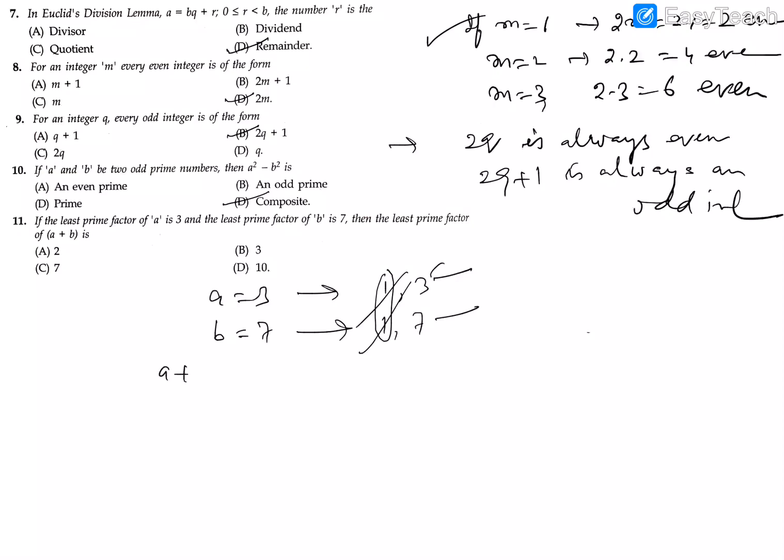Now a plus b, that is 3 plus 7, which is 10, and its prime factors are 2 and 5. So least prime factor is 2. So we can say that the least prime factor of a plus b is 2.